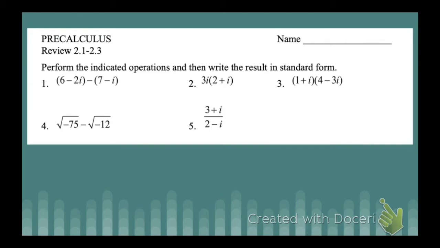For problem 4, we need to simplify the square root of negative 75. Remember, that's going to have an i in it because there's a square root of a negative. Simplify the square root of negative 12, and then see if we can combine those. For problem 5, it's improper to have an i in the denominator, so we're going to multiply the top and bottom by the conjugate of our denominator, which is 2 plus i.